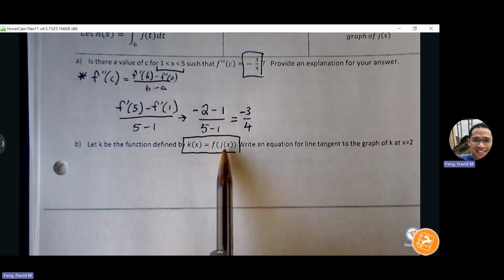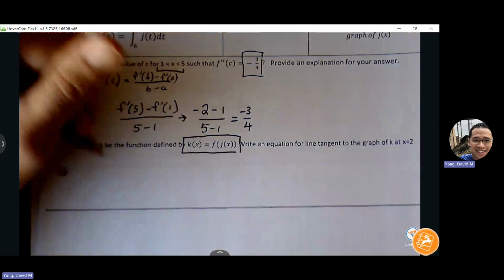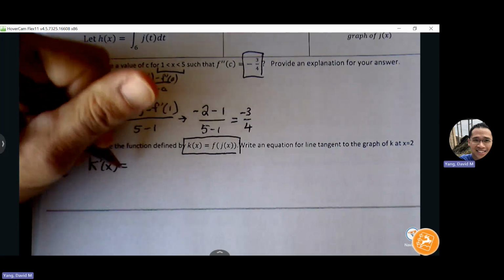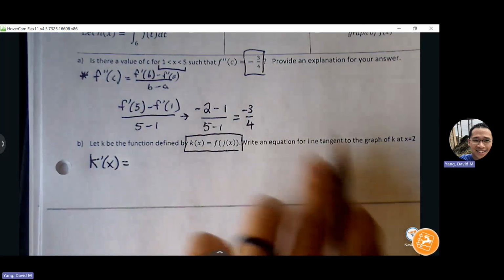Okay, good. This is a function within a function. If it was f of x times j of x, then we would do product rule. But this is chain rule. You've got j of x inside the f. So let's build the derivative using chain rule, and then we can plug in, find the ordered pair, and find the slope.